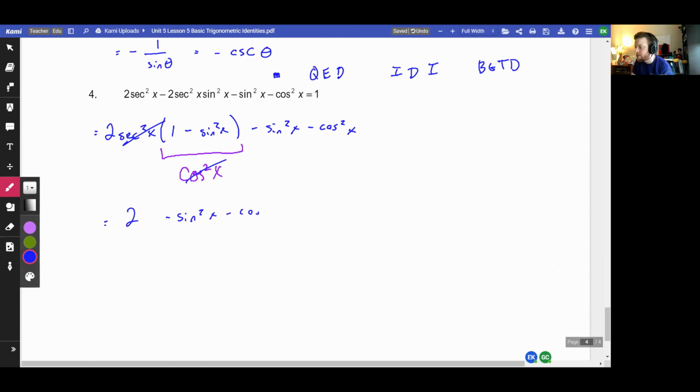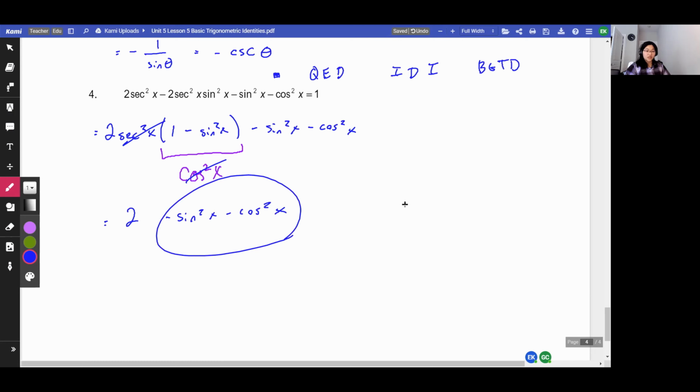And I want to remind you about our goal. Our goal is to get 1. So if this is a 2, and our goal is to turn the whole thing into 1, what does that mean? We've got to make that negative 1 somehow. Can we factor out a negative from the sine squared and cosine squared?